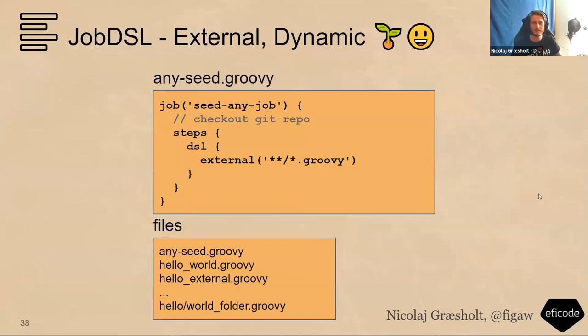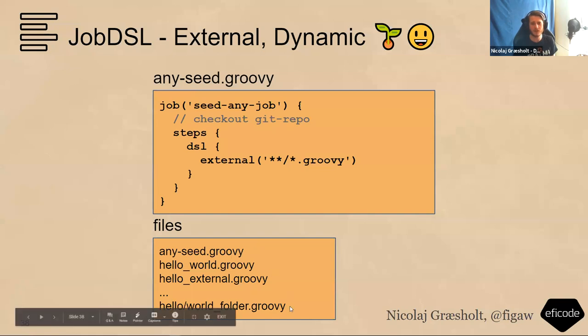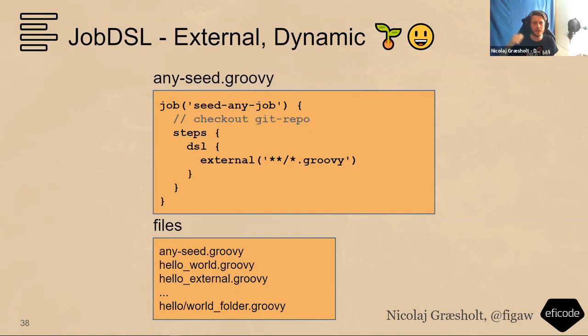All right. So the cool thing about referencing an external file is that I can actually reference files using wildcards. So I can dynamically reference a number of files. If I have all of these different Groovy jobs in my repository, I can just use this anyseed Groovy job. So check them out from the repository and then just create all of them. And when I want to add a new JobDSL job, I just put it in the repository. I run my seed any job again, and then it's going to be added to Jenkins. So I get my change by addition and not change by modification.